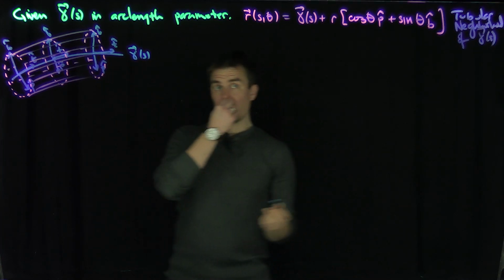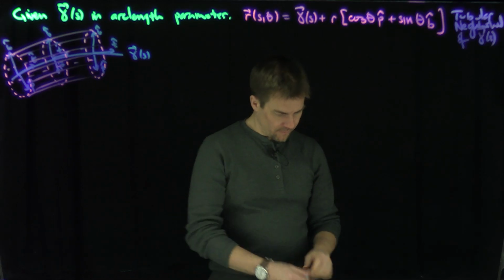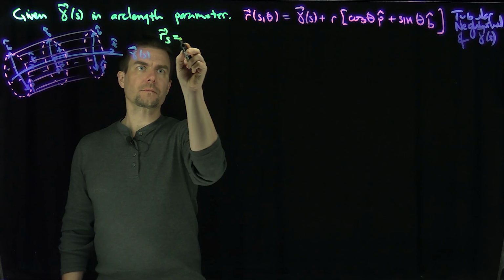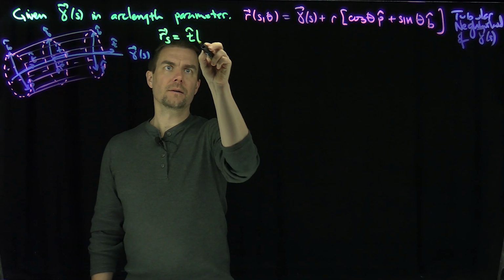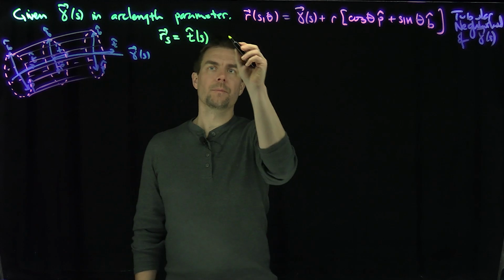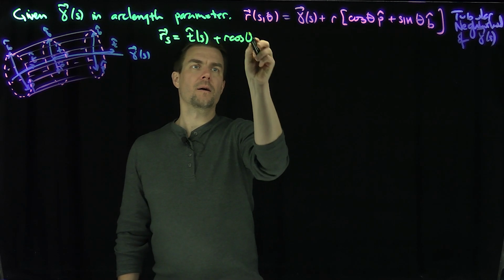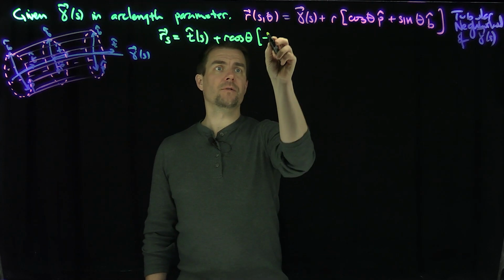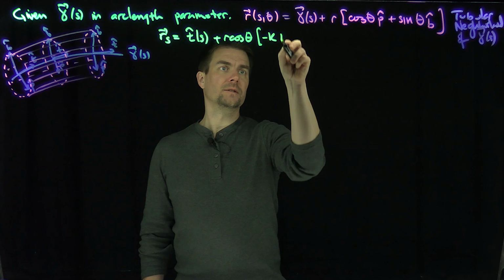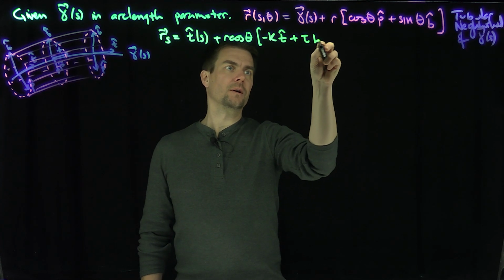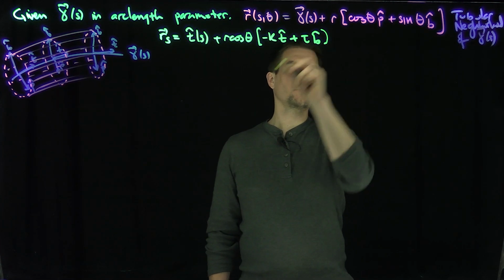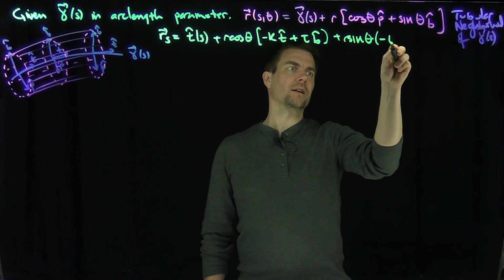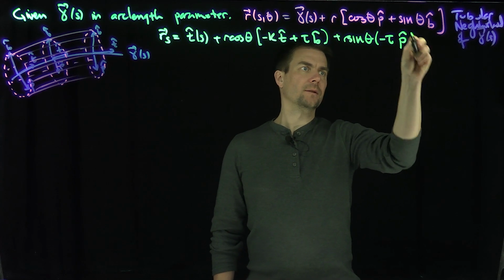Beautiful. Okay. So let's find the first fundamental form of this surface over here. So what would my r_s be? r_s is going to be t hat of s, plus r cosine theta times dp/ds. By Frenet-Serret number 2, that's negative curvature t hat plus torsion b hat. And then I have r sine theta, and db/ds is negative torsion times p hat, like that.